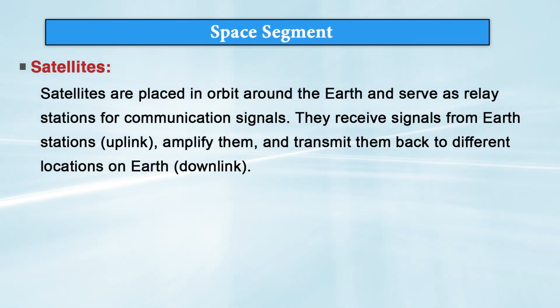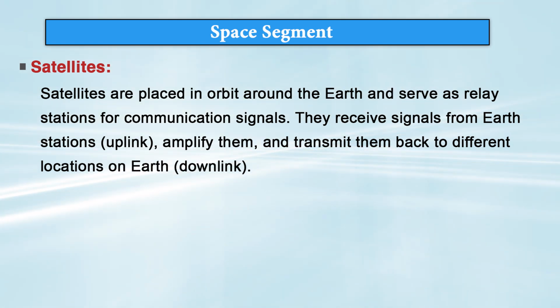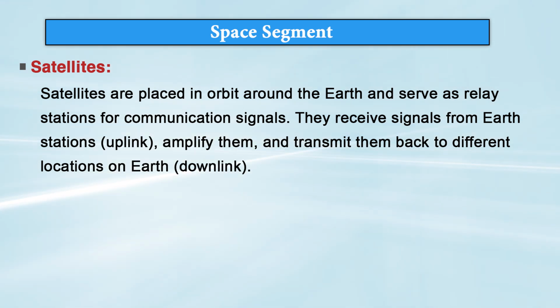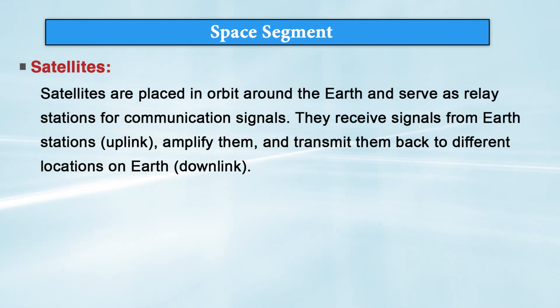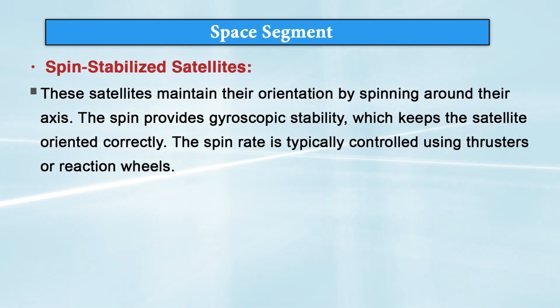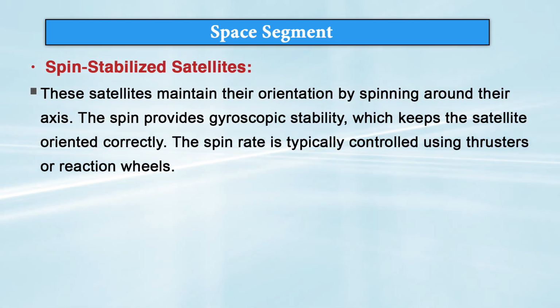In space segment, satellite is the major component. Satellites are placed in orbit around the earth and serve as relay stations for communication signals. They receive signals from earth station, that is uplink, amplify them and transmit them back to different locations on earth, that is called downlink. Satellites are majorly of two types.